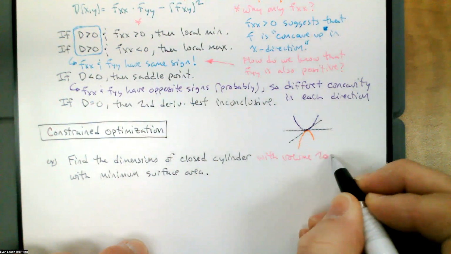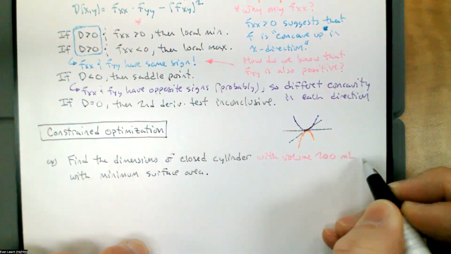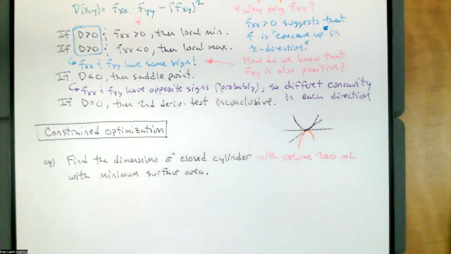I'll just make it smaller. I wrote 250 wrong, so I'll just go 200. Marketing will take it up with me later. Let's find the dimensions of a closed cylinder with a volume of 200 milliliters that has a minimum surface area.